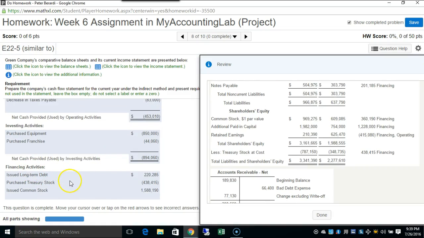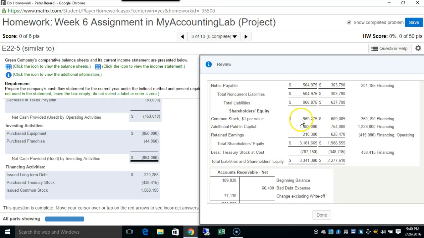Next, we go to our financing activities. We issued long-term debt of $220,285, which we went over. Now we purchase treasury stock, and that comes from right here on the balance sheet. Treasury stock went up. Therefore, we purchased $415,000 in treasury stock. Therefore, our cash flow goes down by that amount.